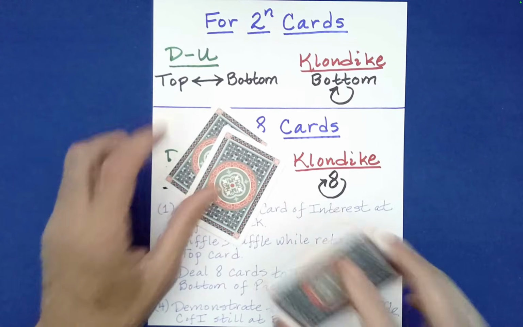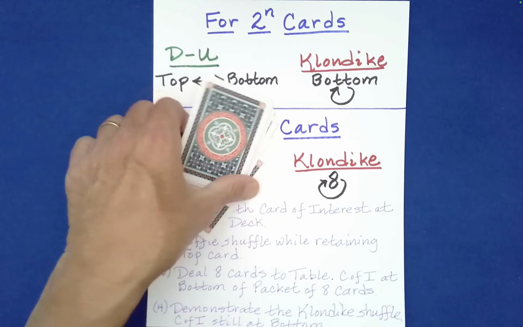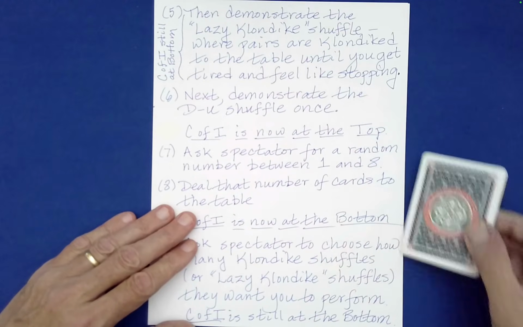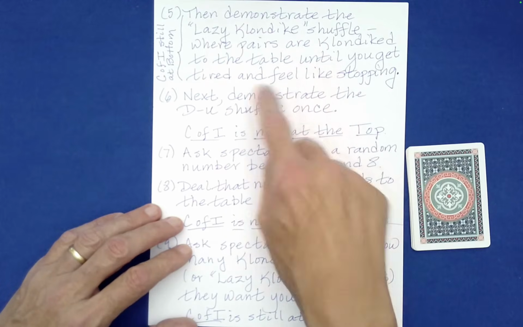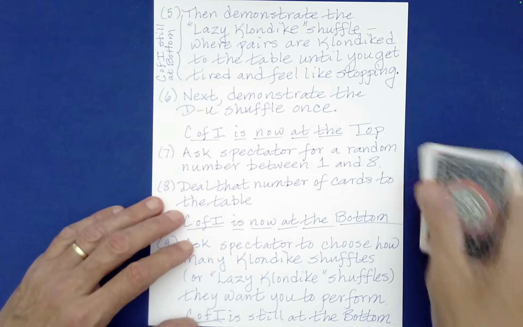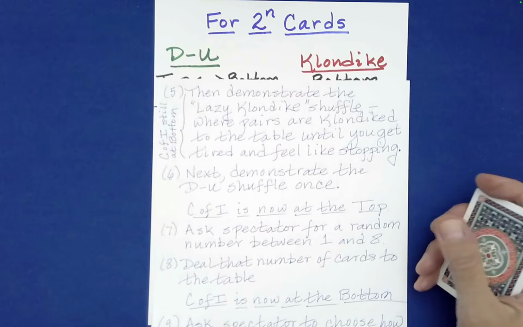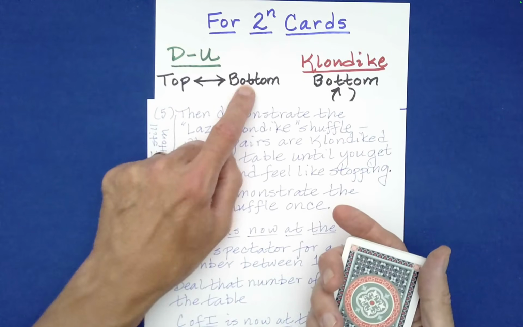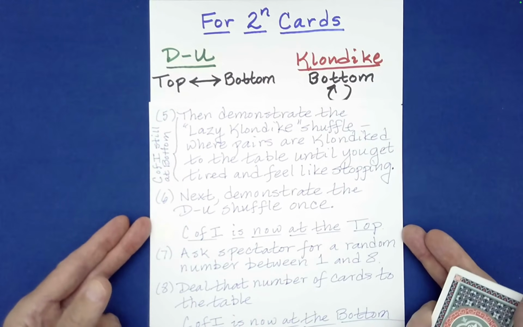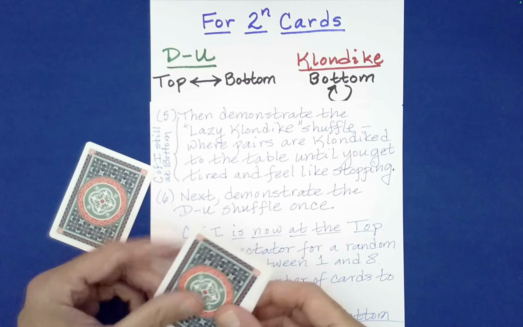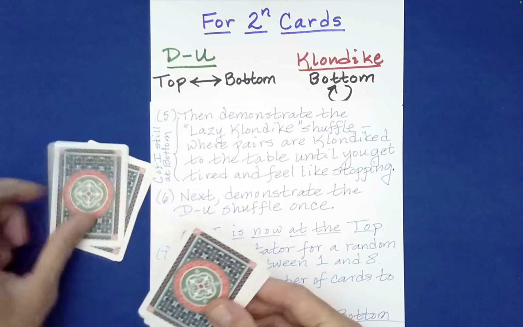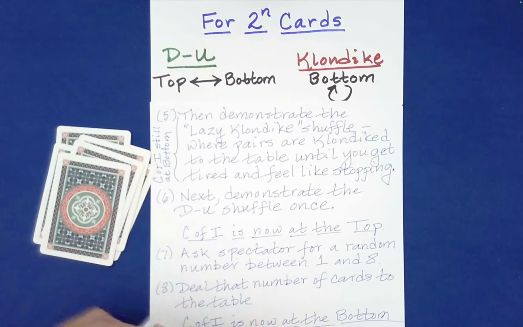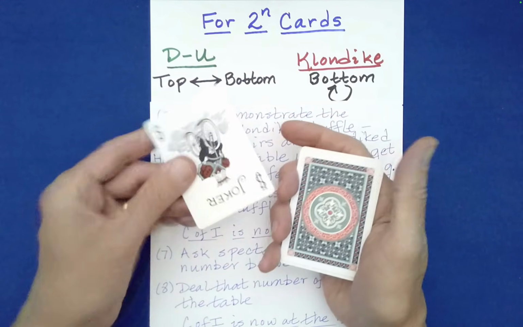You can even stop right there and say, I'm tired, we're done. That's the lazy Klondike shuffle. Okay, and then see right here, I guess I mentioned the lazy Klondike shuffle right here. That's fine. And then from there, I demonstrated the down under. So the down under, what is the down under going to do with the bottom card? It's going to move it to the top. That's where it's going to go. Down, under, down. Okay, so the card of interest here, the Joker, will now be on the top. It'll be the very top card.